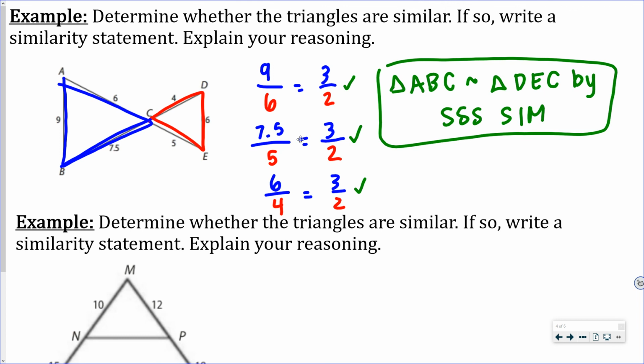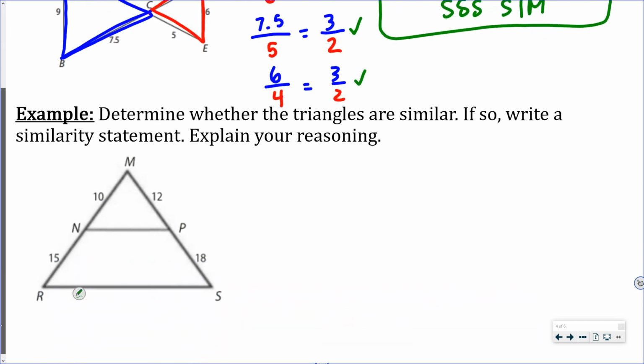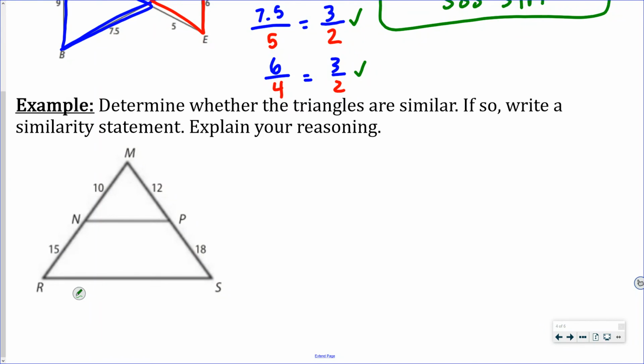Ooh, I love these ones where there's a triangle within a triangle. So fun. Same directions: are these triangles similar? So you're like, what triangles are they talking about? Well, here's my large one, and here's my small one. All right. I'm not given any angle measures. I'm given some side lengths. So let's look here. Obviously, they share this left-hand side.